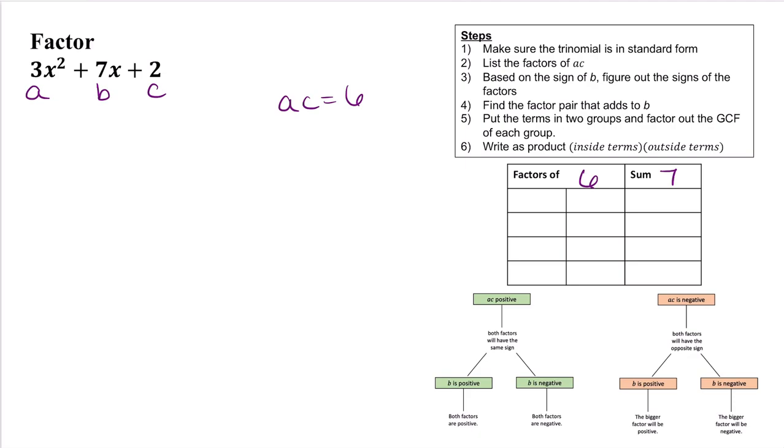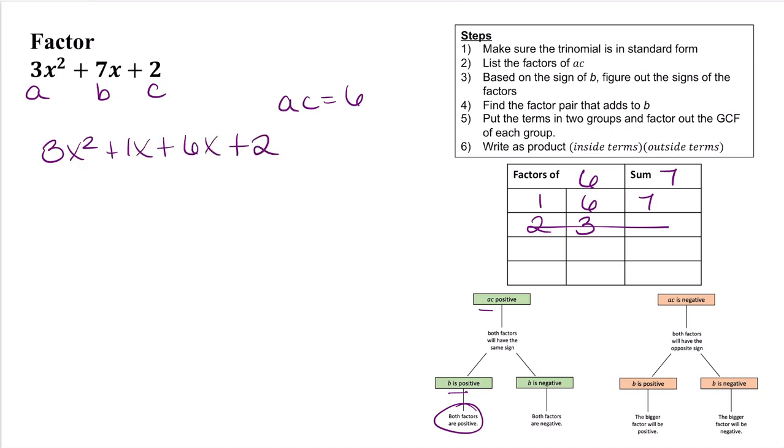So the factors of 6, if we write them out, are 1 and 6 and 2 and 3. AC is positive, and also our B is positive, so both our factors are going to be positive. Now when you look at the sums, 1 plus 6 equals 7, so that is the pair that we need. So we're going to write this as 3x squared plus 1x plus 6x plus 2.